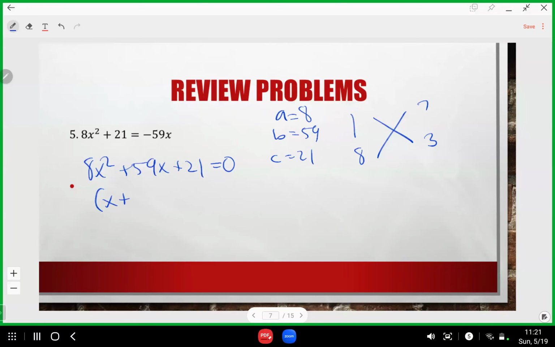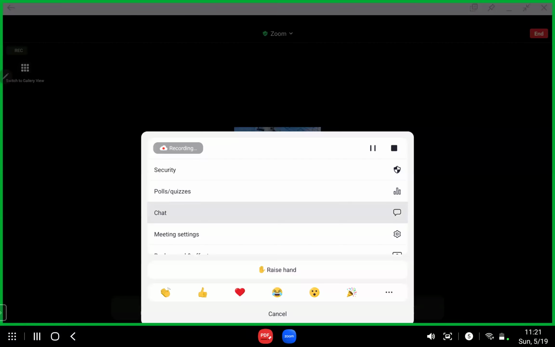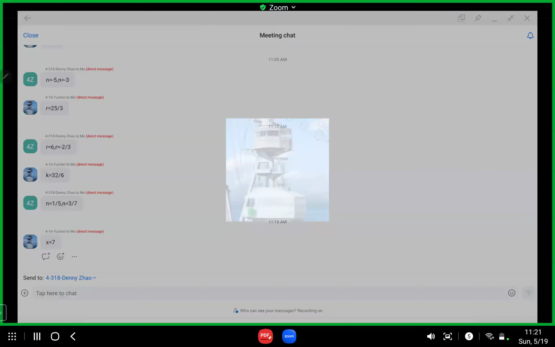After they work, we just go to the top row and the bottom row like this, and we can factor them like so. x is equal to -7, and then -3/8. Any questions so far? Any questions? If there are no questions, then I will continue here.